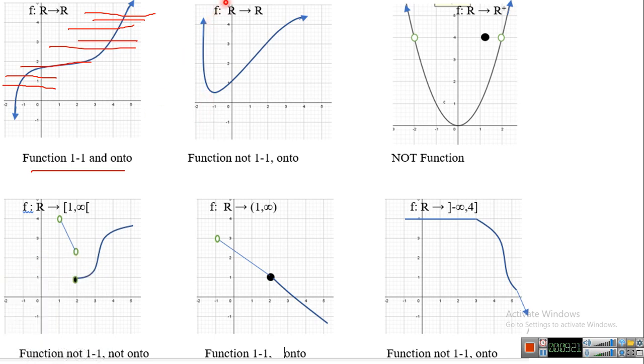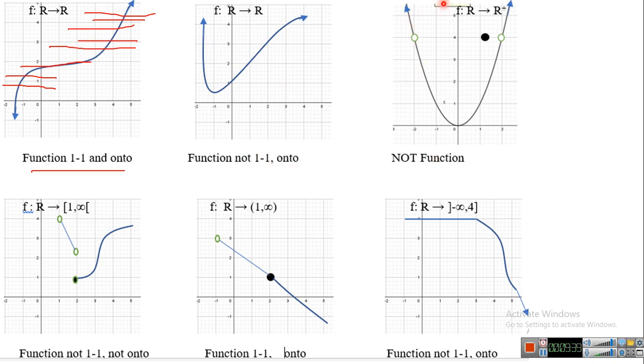It's a function, not 1 to 1. Why? Because if you draw a horizontal line, you have more than 1 point. And for onto, you must have at least 1 point. So I have at least 1 point. You don't have void in this curve. So it's a function, not 1 to 1, but onto.